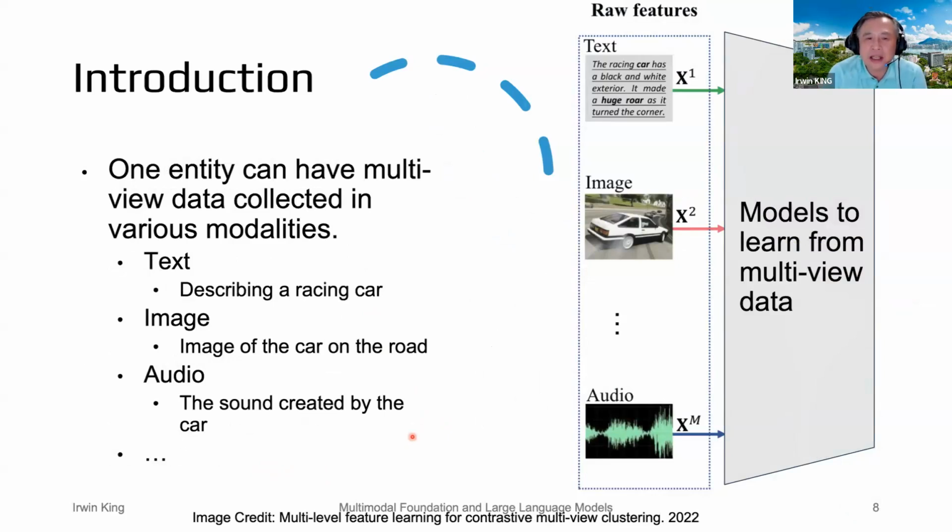Multi-view here, it could be the same object, but you have multiple views, and that's different from multimodality. So you could have a text that describes a racing car. You could have an image that displays that car. You have the audio sound that is made by the car, and these are what we call different modalities. But if you have multiple images that show multiple views of the same car, that's actually multi-view. That's not multi-modality per se.